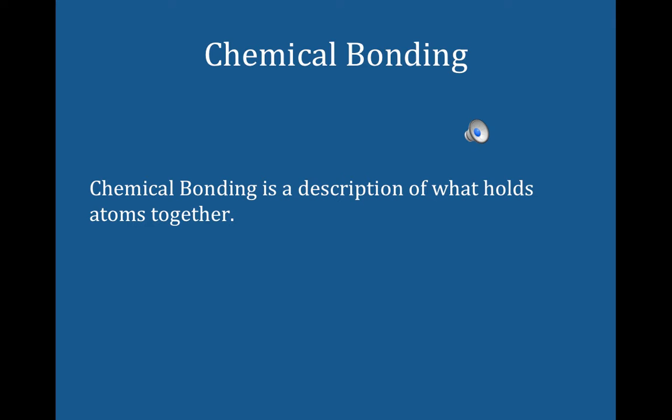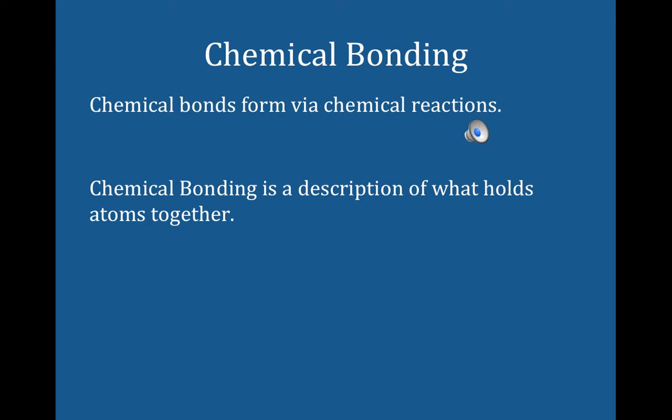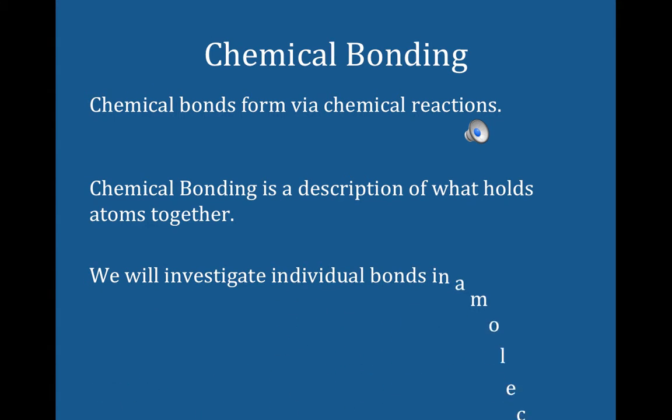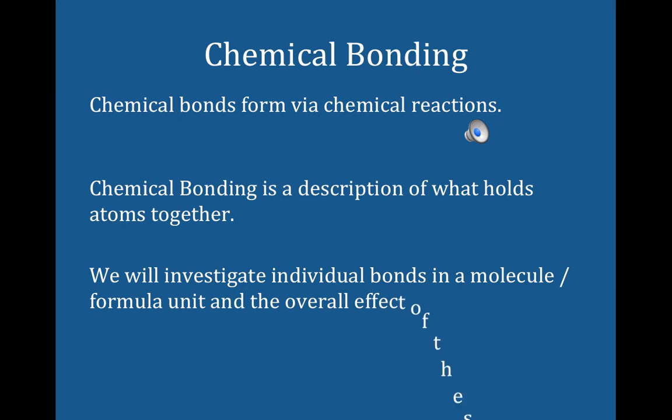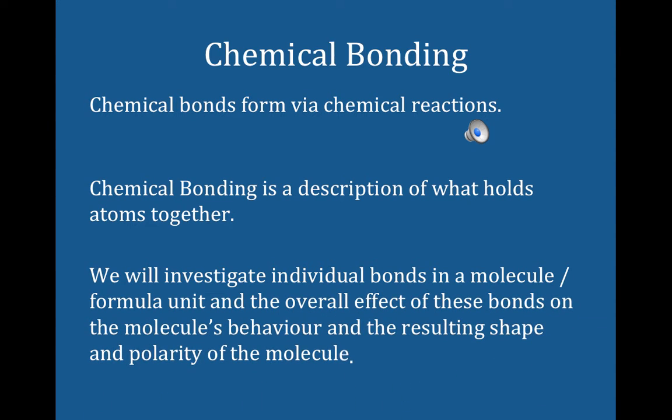So chemical bonding is a description of what holds atoms together. Why do they stick together? Well, weird order. We know bonds form via chemical reactions. And we're going to worry about individual bonds in a molecule.